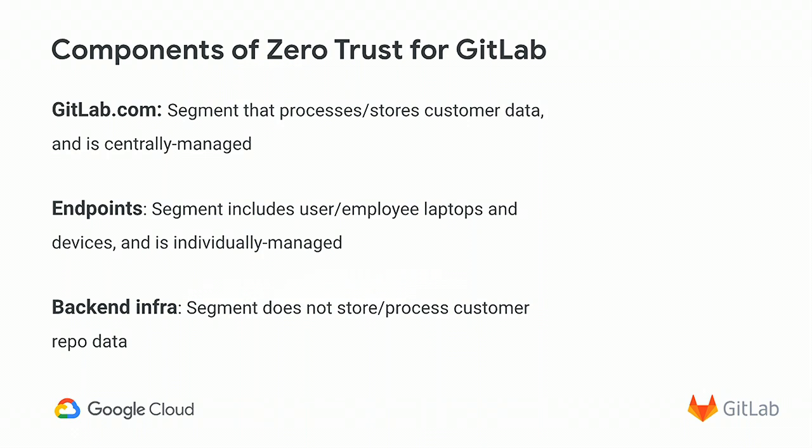The third bucket: I mentioned that we don't self-host everything. We rely on third-party SaaS vendors also. So anything that does not store or process customer data, and that includes third-party apps that we use at GitLab, like Slack, like Zoom, like Salesforce, and other third-party apps, goes into this bucket. So that's how I began to wrap my head around exactly how we're going to compartmentalize this.